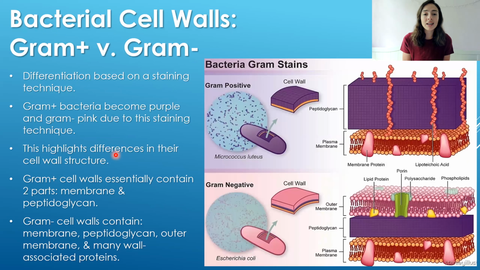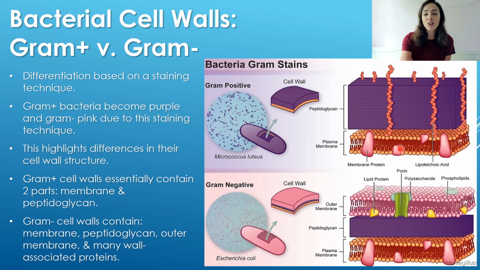Bacteria have two main cell wall types. These types are called gram-positive and gram-negative. This is because they're differentiated based on a staining technique in which we stain them using something called gram stain, which is a series of chemicals we put onto the bacterium and see if it retains a purple or a pink color. If it retains a purple color, it is gram-positive. If it retains a pink color, it is gram-negative. Gram-positive cell walls can be seen up here to the top right, and gram-negative to the bottom right.